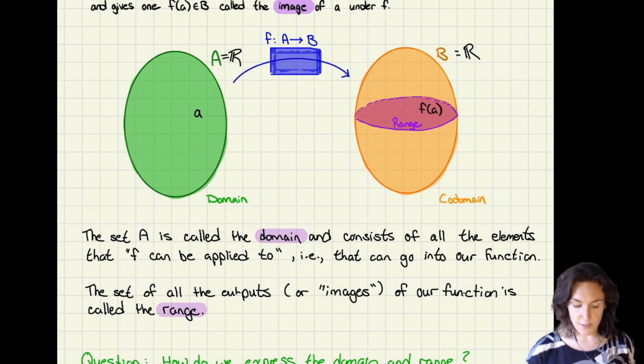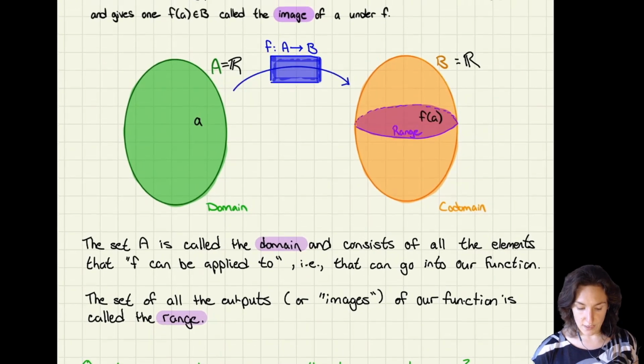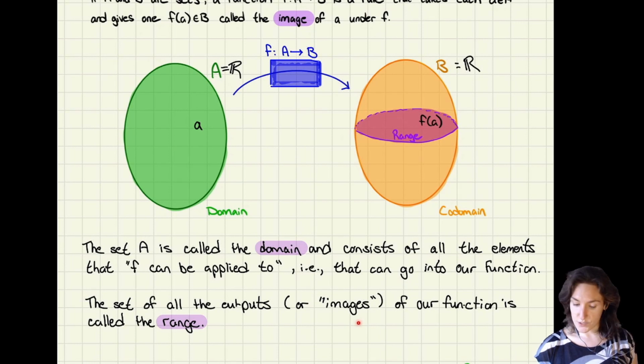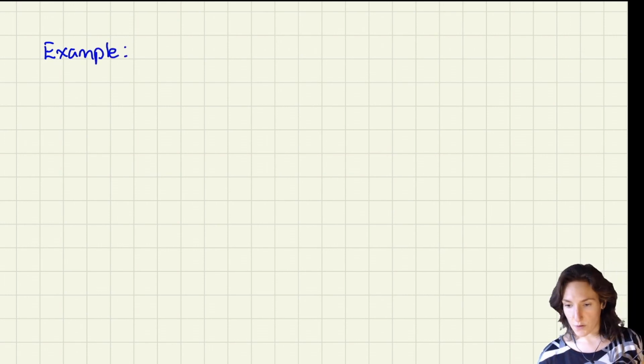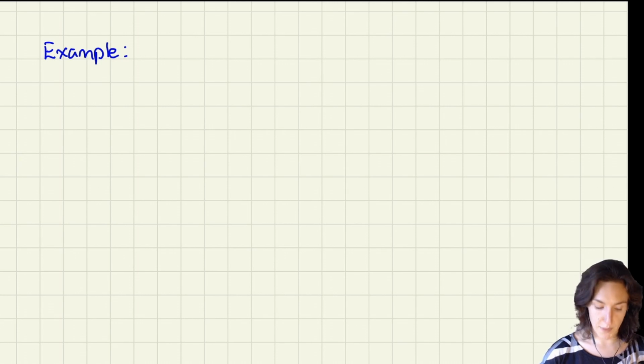In terms of a definition, the set A is called the domain and consists of all the elements that f can be applied to. In other words, everything that can go into our function. And the set of all outputs or images of a function is called the range. Let me give you an example of a function to help you better understand the range and the codomain.